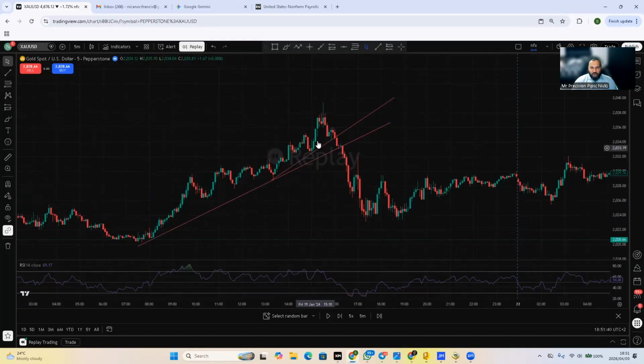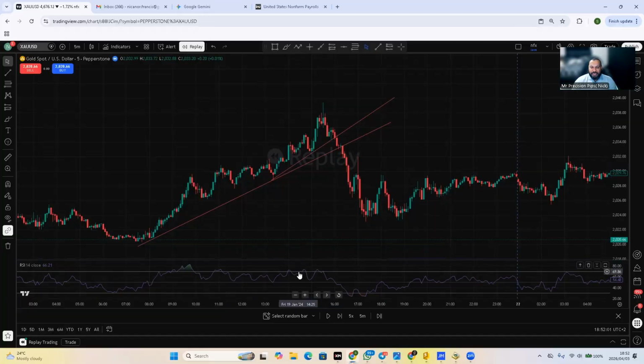Now, in order for us to sell here, what do we need? We need price to start making lower highs and lower lows, but we need RSI to show us that first, to show us that the bullish trend is fading. So number one, we need RSI to be above 70. Check.